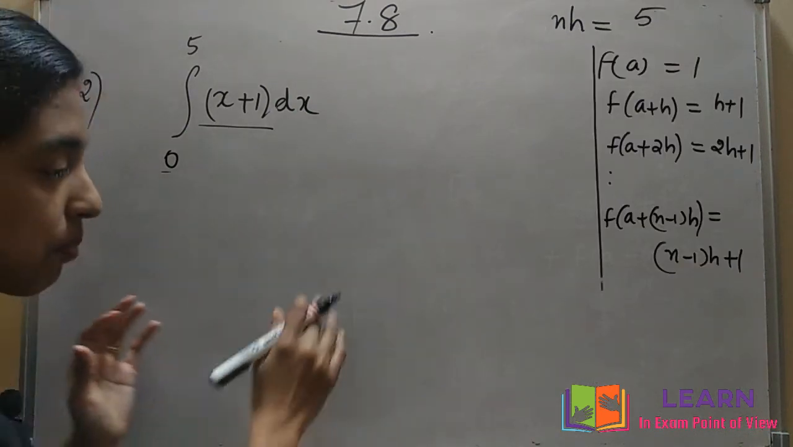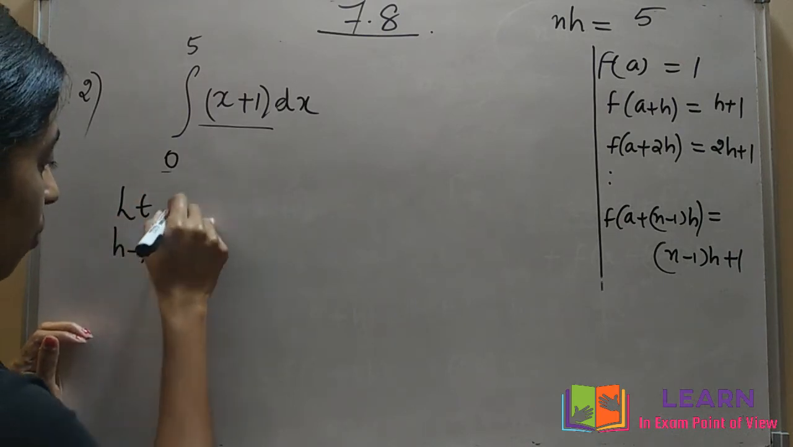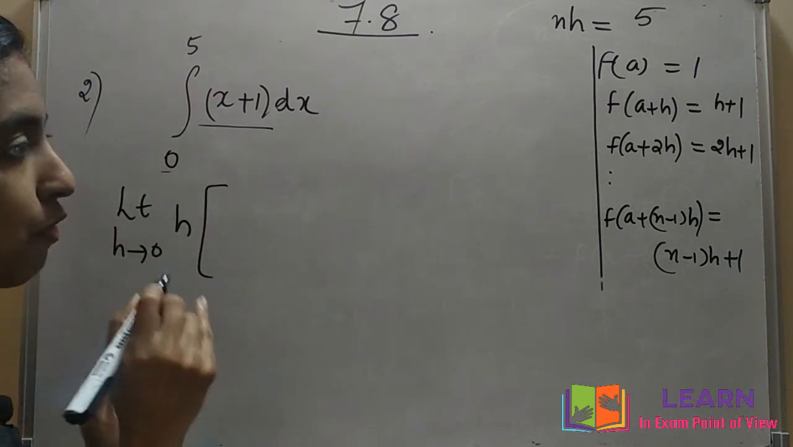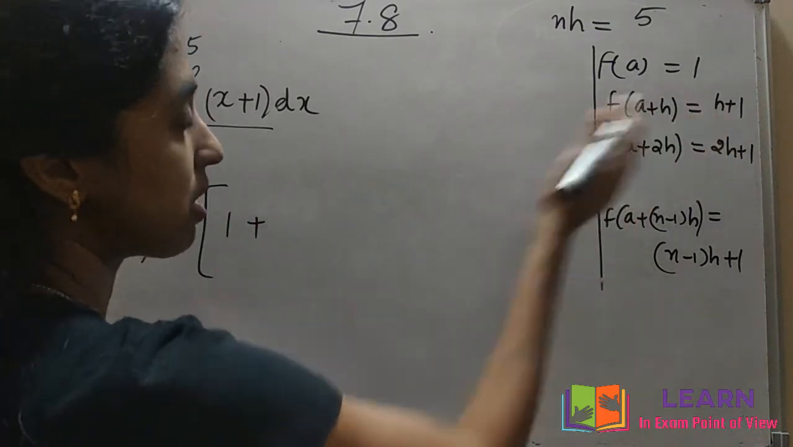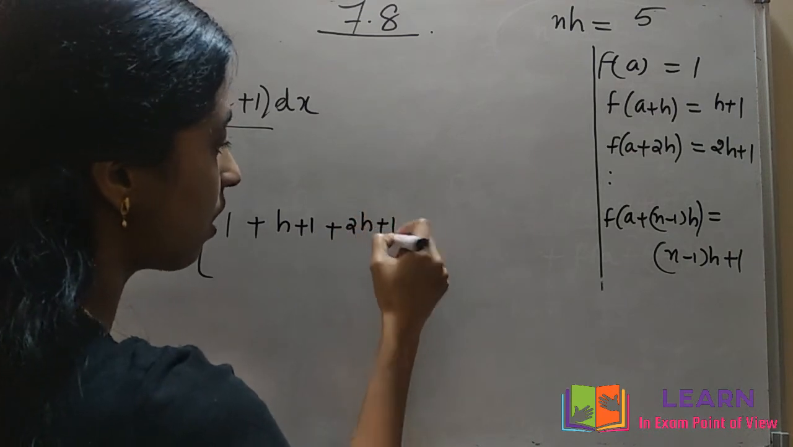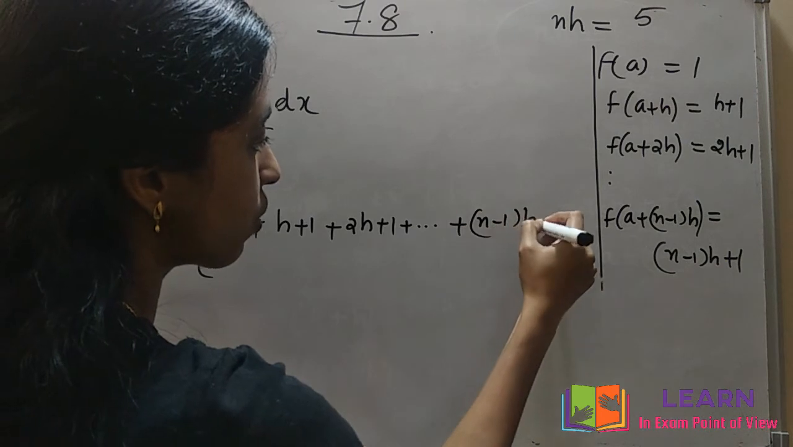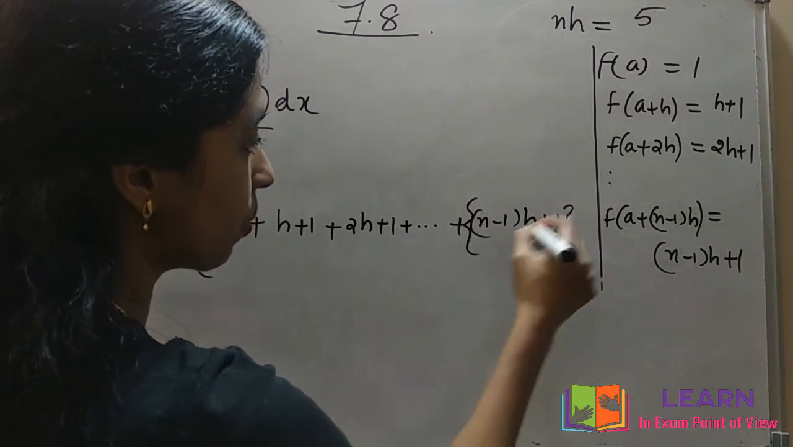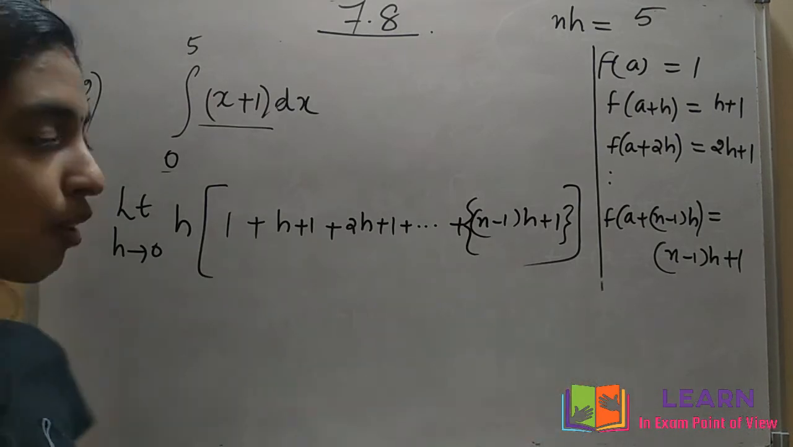So now you can apply the formula. What is the formula? Limit h tends to 0, h into the first term f of a. f of a is what? 1 plus f of a plus h, that is h plus 1, plus 2h plus 1, and so on, up to n minus 1 into h plus 1 as a single term. Okay, so these are the substituted forms.